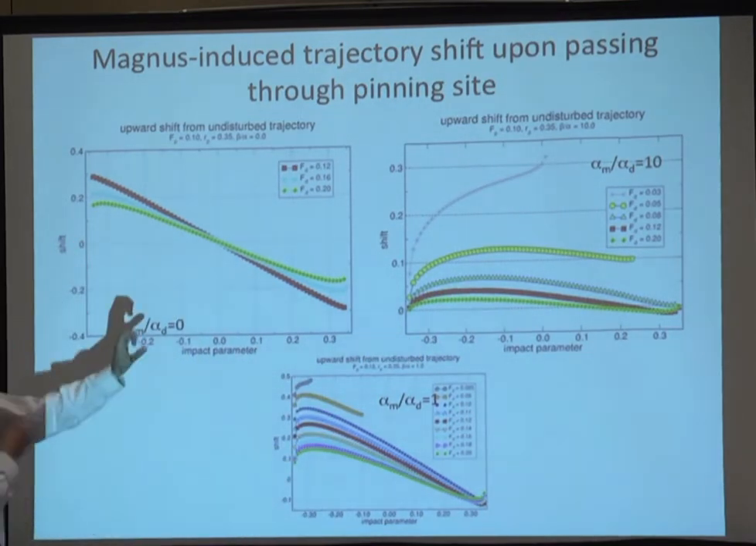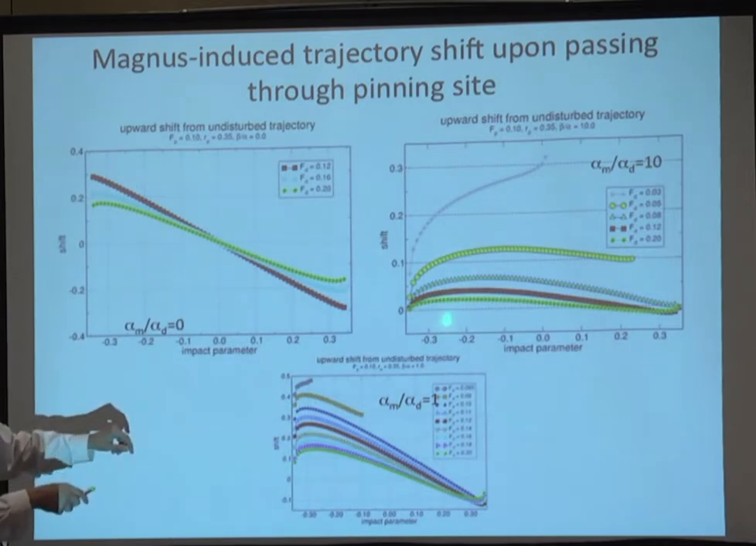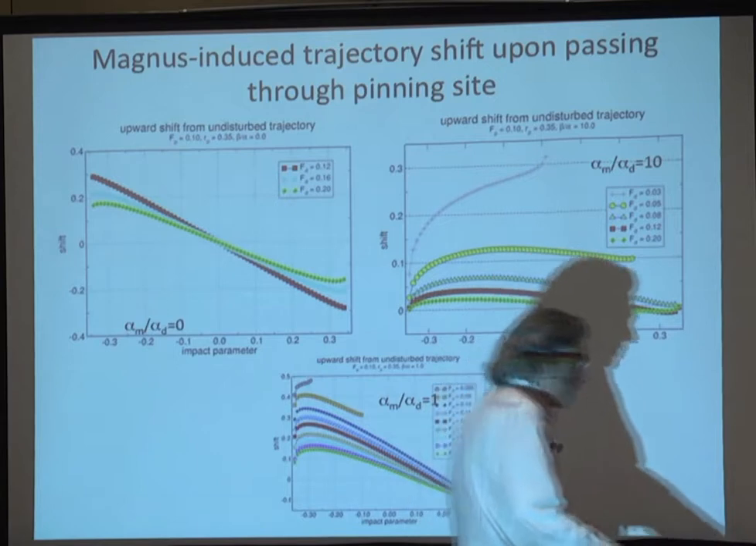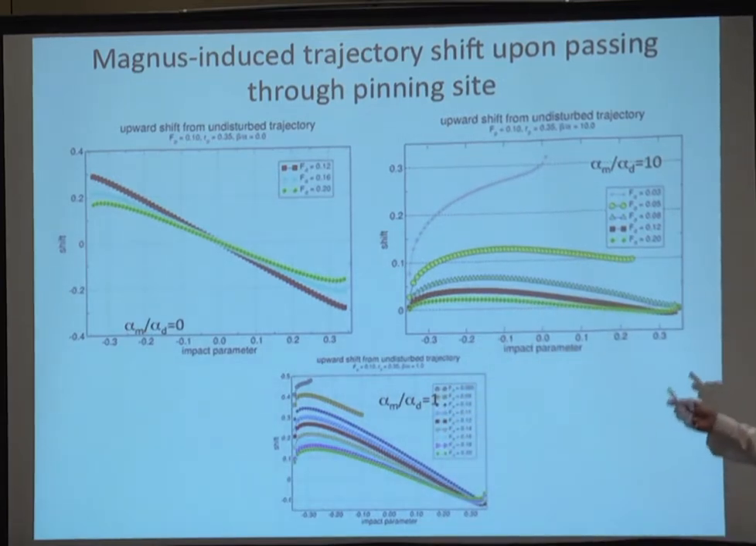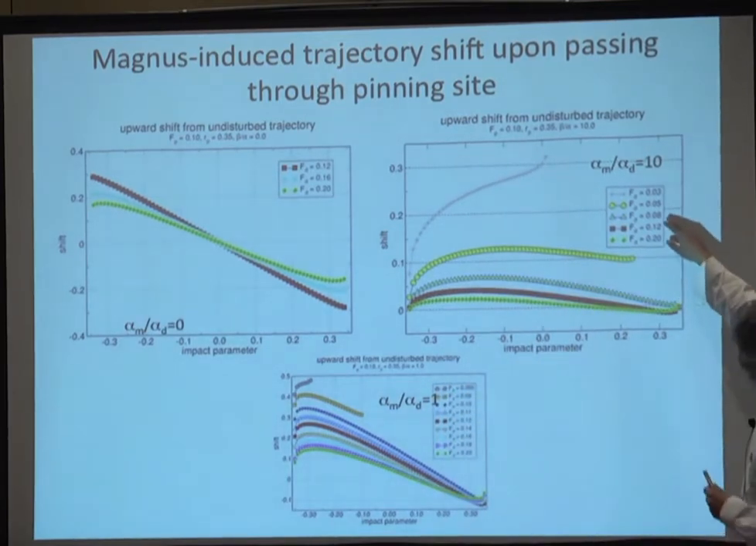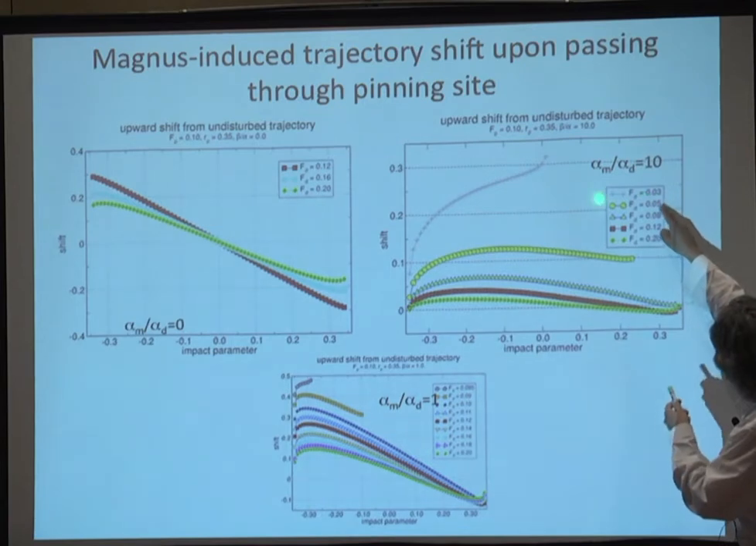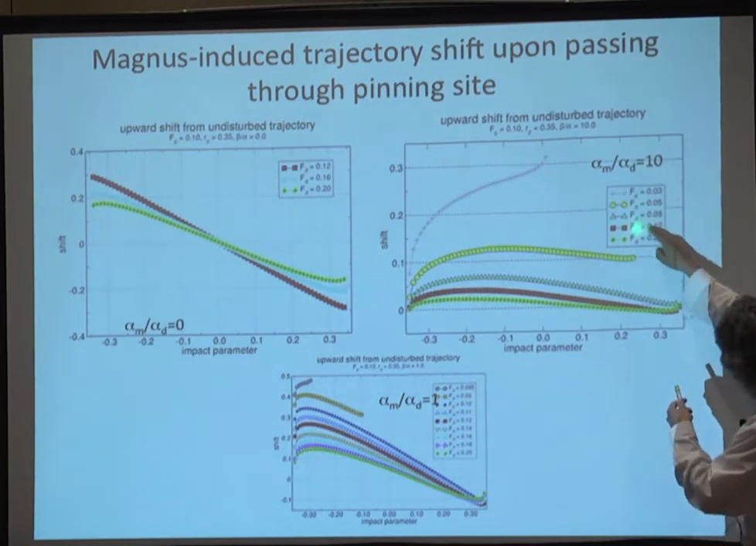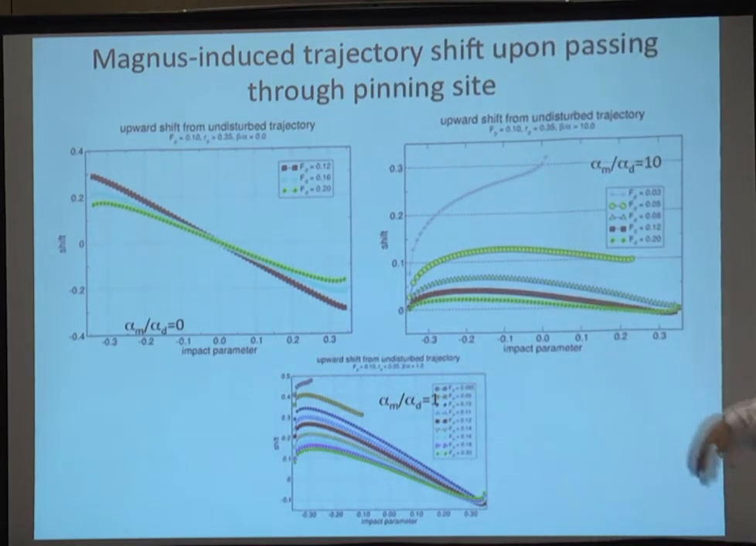As you go through the pinning site, depending on where you come in, you'll get a different shift, and that will give rise to the change in the Skyrmion Hall effect. And the faster you go, right? Here's a low drive, so you have the biggest shift, and the faster you go, the smaller the shift gets.